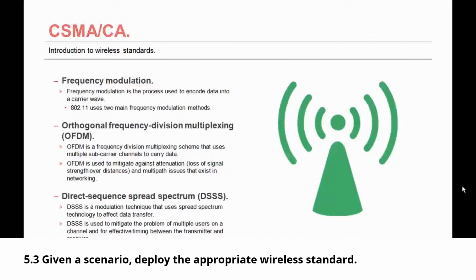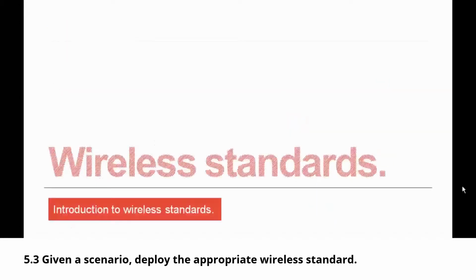in networking. The other frequency modulation method is direct sequence spread spectrum, or DSSS. DSSS is a modulation technique that uses spread spectrum technology to affect data transfer. It is used to mitigate the problem of multiple users on a channel and for effective timing between the transmitter and the receiver. Now let's move on to the wireless standards.